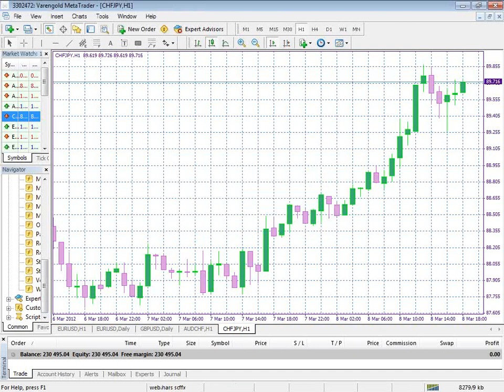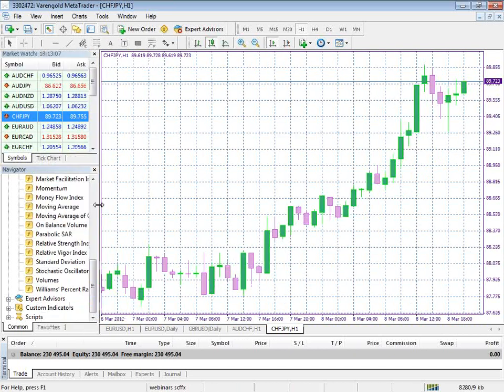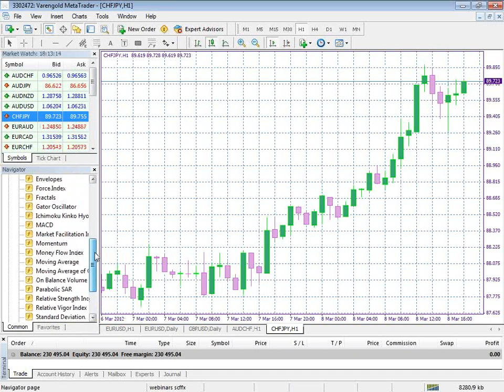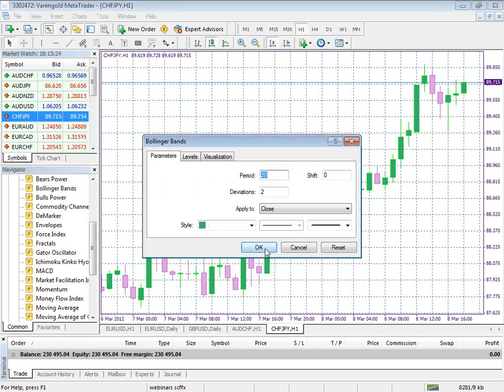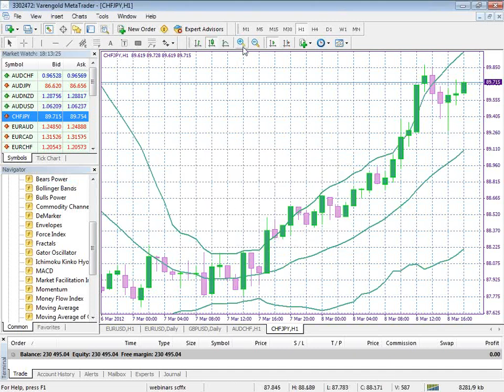Okay, so how I can put on the chart the rest of the indicators that we are using. I will put Bollinger Band. Here, just drag and drop on the chart. I have Bollinger Band.